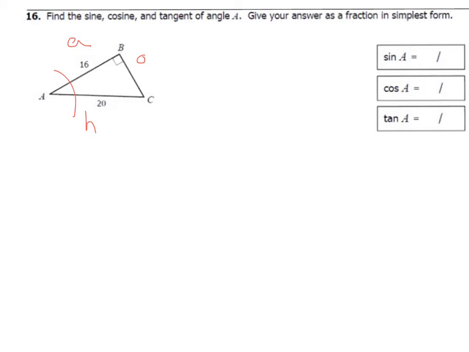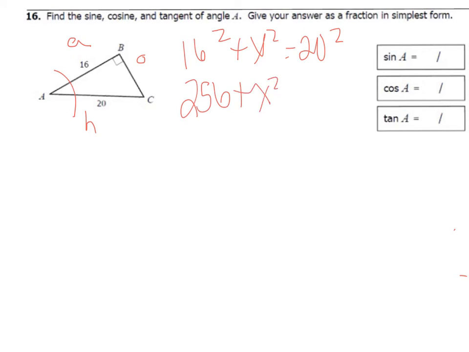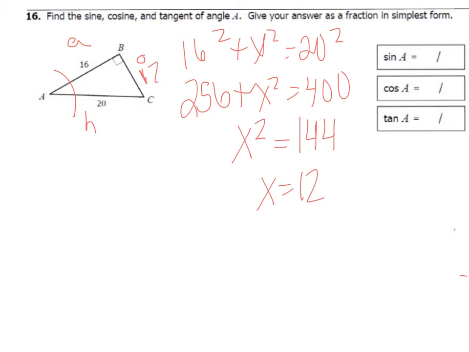Before we do anything, we need to realize that we don't know what side BC is. We do know we have a right triangle, and we can go ahead and solve for that missing side using the Pythagorean theorem. I know that 16 squared plus x squared equals 20 squared. That gives me 256 plus x squared equals 400. Subtract from both sides, and we know that x squared equals 144, so x equals 12. Put that on your picture.